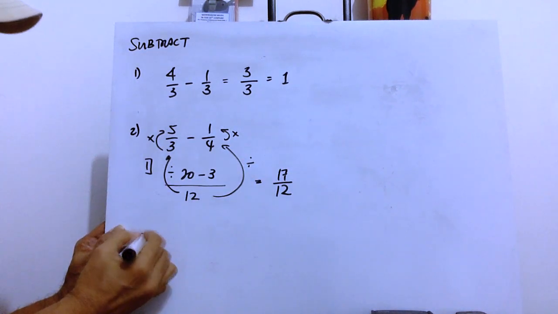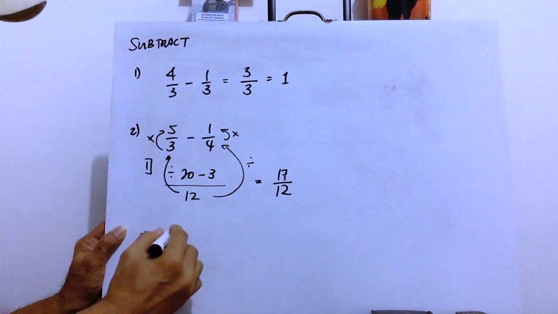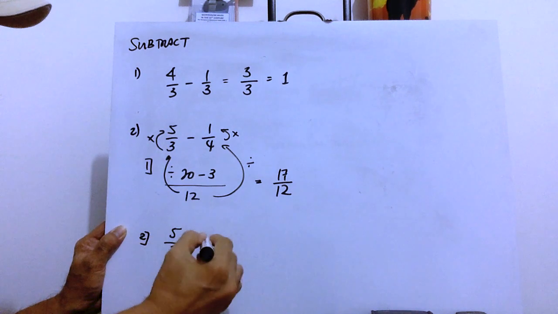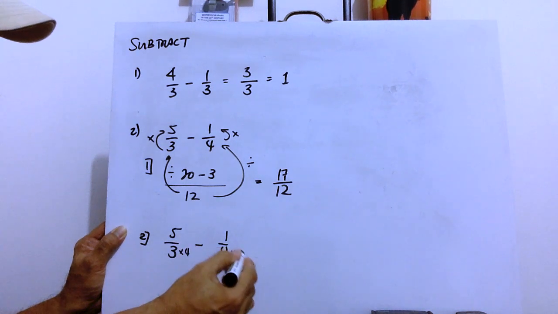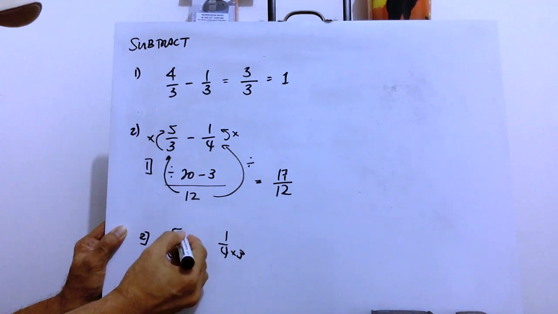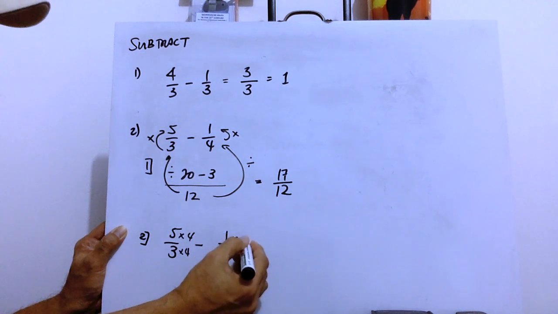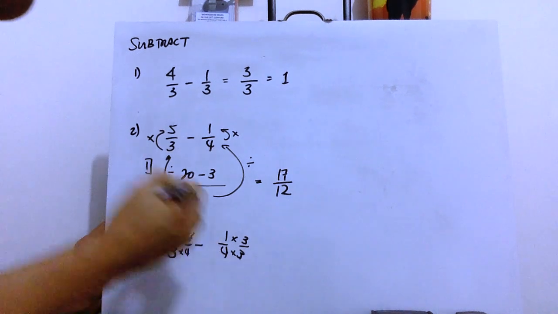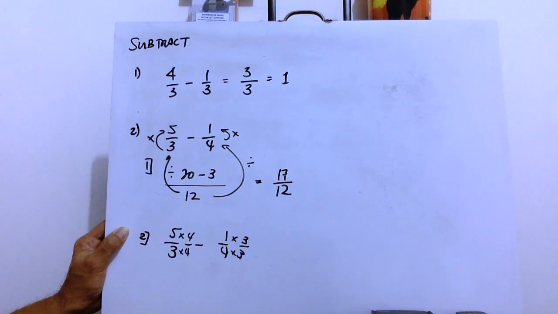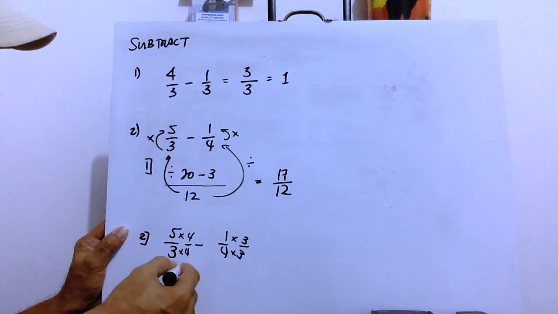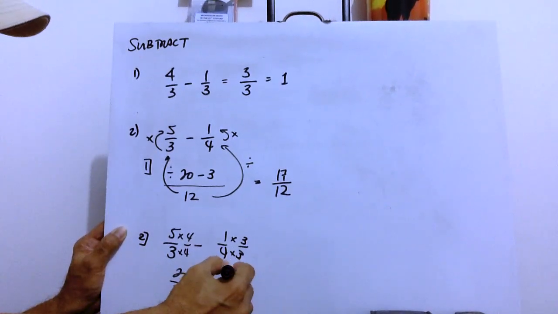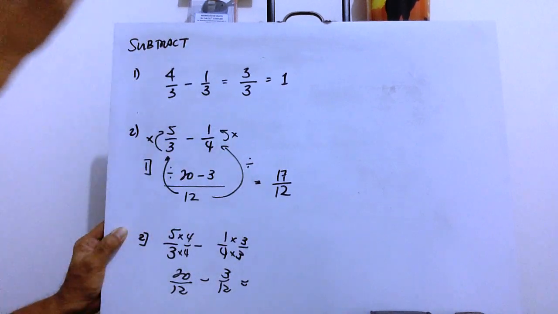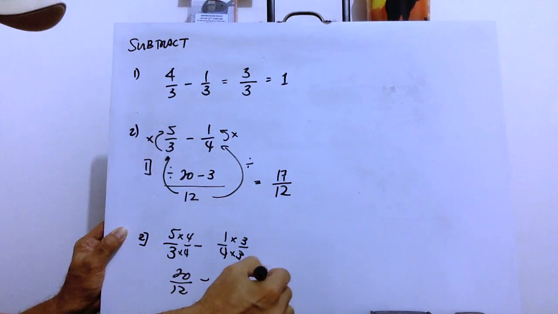For method 2, we make the denominators equal. So if it's 5/3 minus 1/4, multiply this by 4 and multiply this by 3. Again, if you do that, you have to multiply the numerator also by 4, and this one by 3, so as not to change the original value of your fraction. So this becomes 20 over 12, this becomes 3 over 12. What is 20 minus 3? So that's 17 over 12.